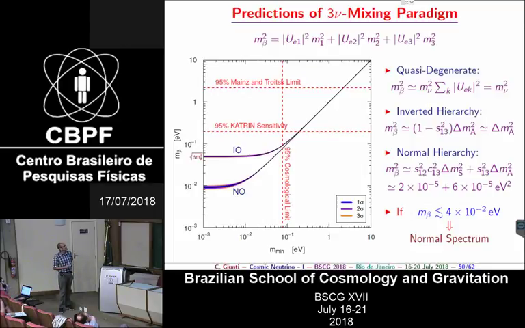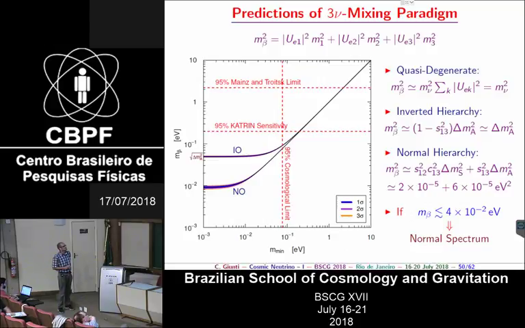In the case of the normal ordering, the situation is not so good, because in this case the heaviest neutrino is m3, but we know that theta 13 is small, so U3 is small. So the effect of m3, which is the heaviest, is suppressed by the small mixing angle theta 13. So we expect that here the m beta is smaller.